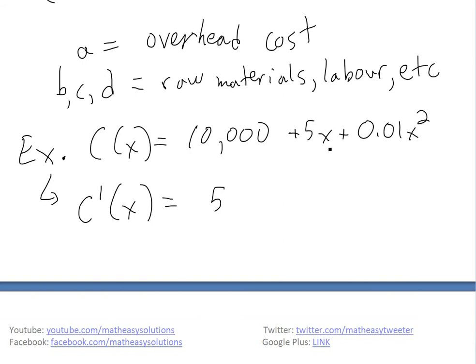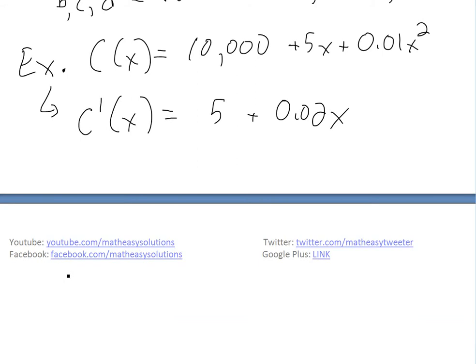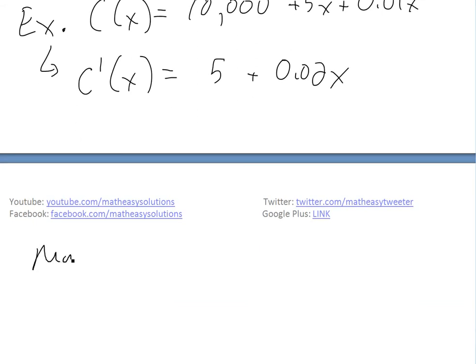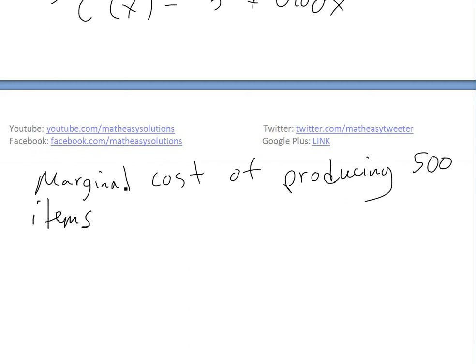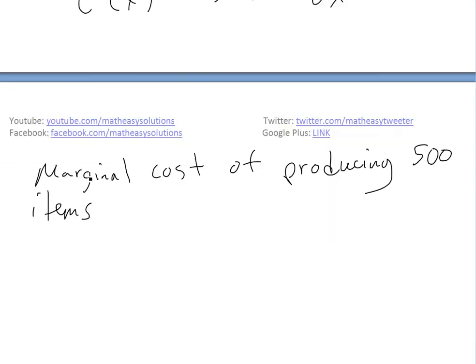The constant 10,000 goes away, so this one is going to be 0, this is going to be 5, and this is going to be 0.02x. Then if you were asked to find the marginal cost at 500 units, or 500 items, we just plug 500 into that function.